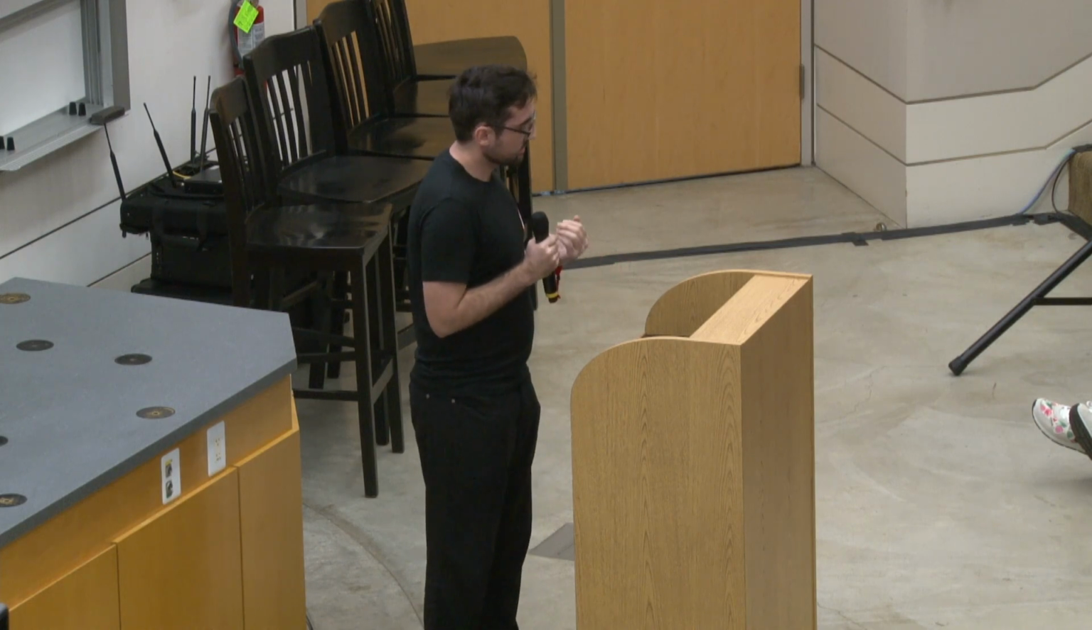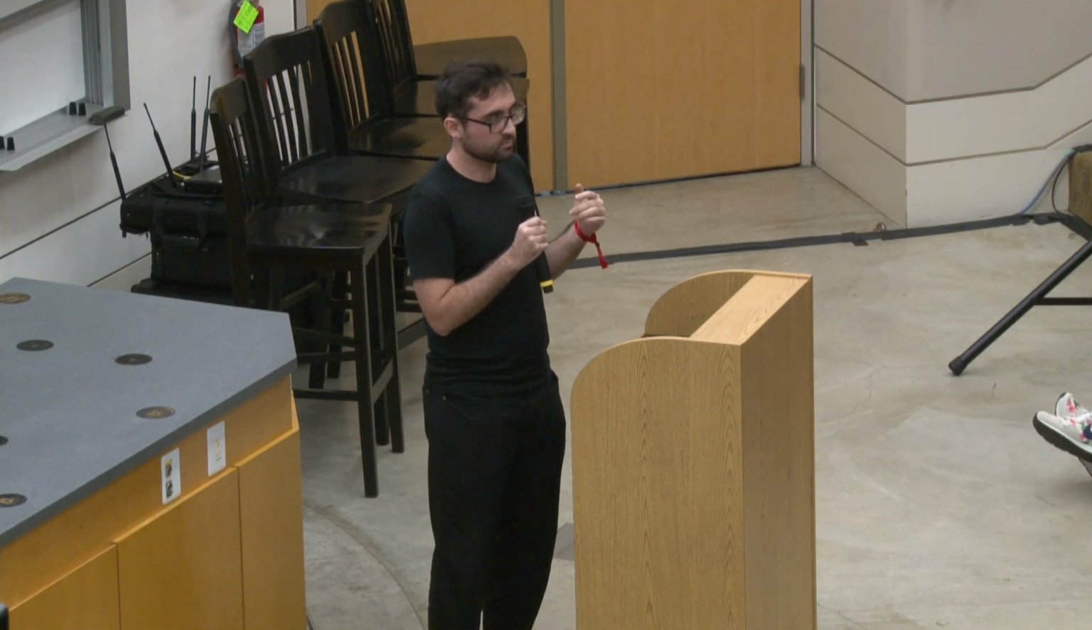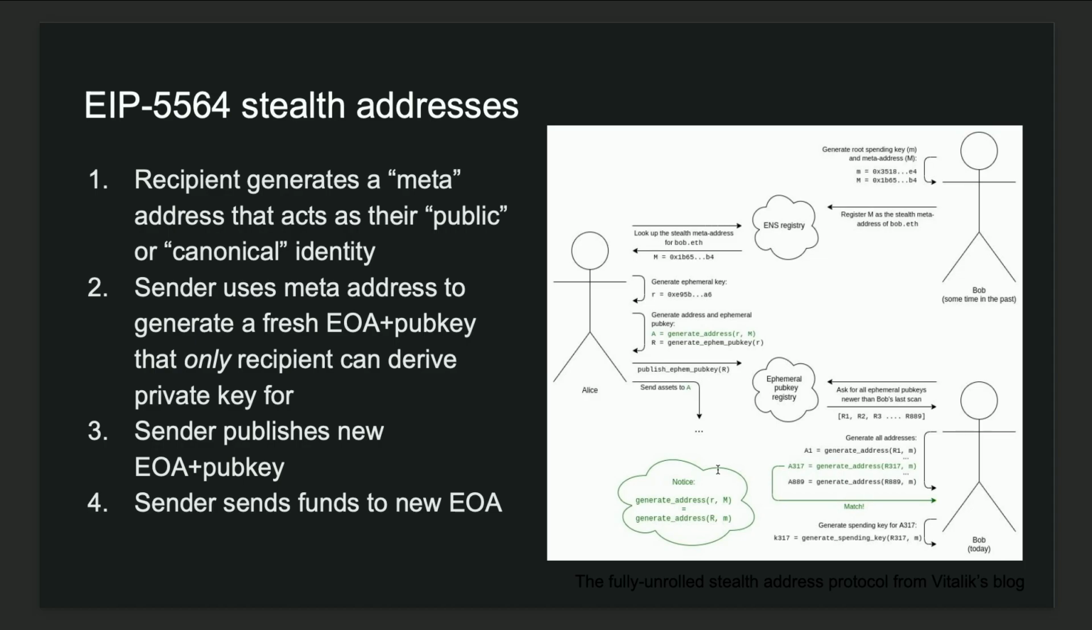So a recent thing that came out that tried to address the recipient privacy problem is called stealth addresses. EIP 5564 presents a protocol by which a sender can generate a shared secret using some variant of a Diffie-Hellman exchange that allows a known recipient to derive a key that corresponds to some EOA, but without revealing who that recipient is.